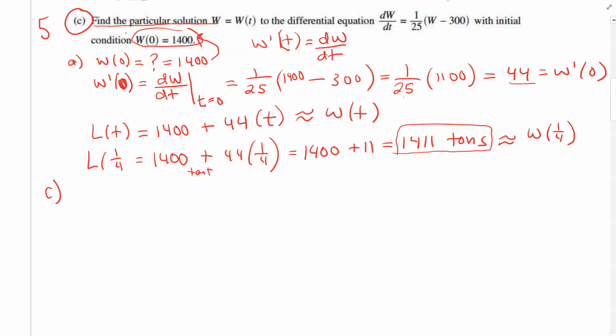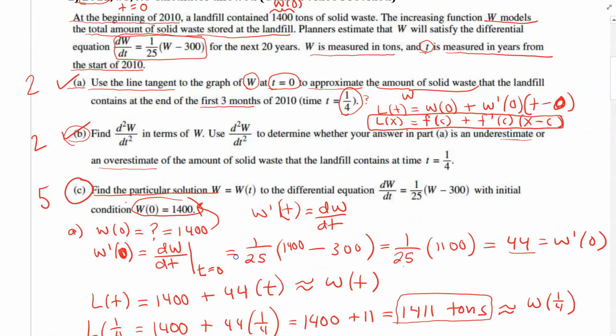But I want to point out one thing, because another thing students often mess up on when they see a question like this where they give you a derivative and then they ask you to use the line tangent to W, which is the antiderivative.